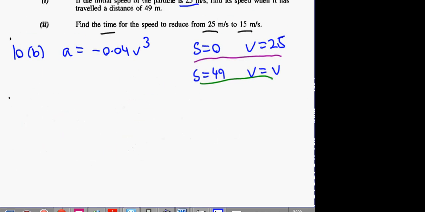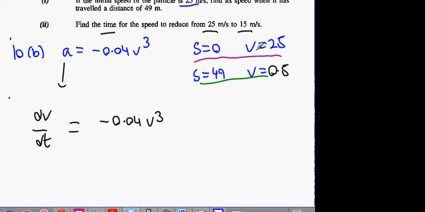So what's going to happen is something like this. A is going to get replaced with the dv/dt. The dv/dt is going to be minus 0.04 v cubed. Now the great thing is we now know our velocity to be 0.5.